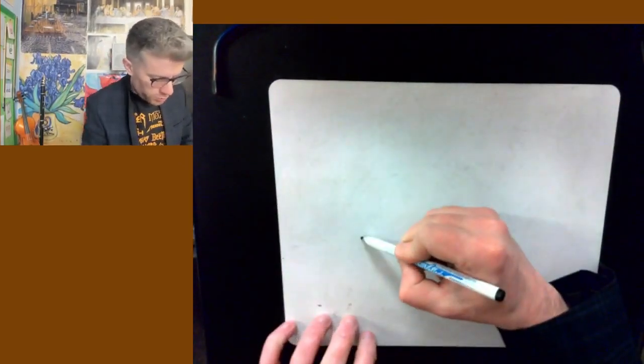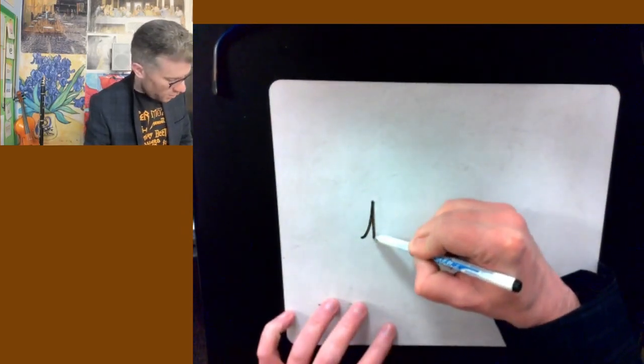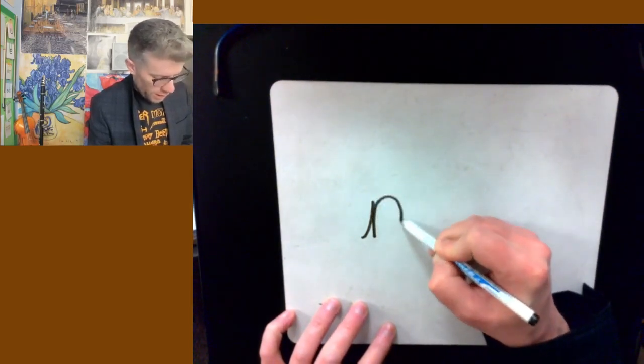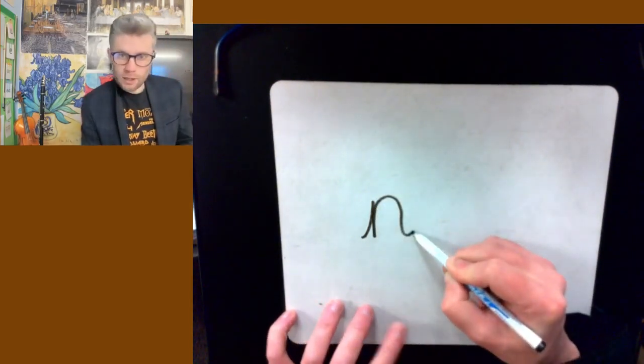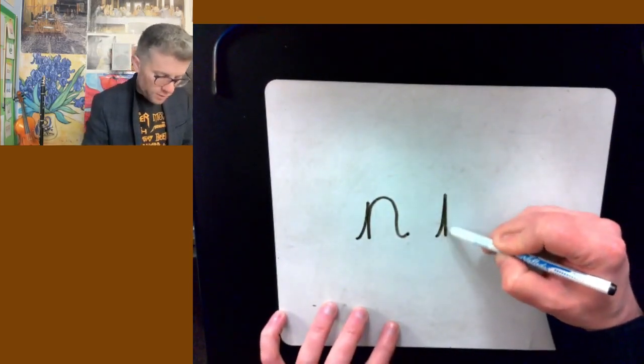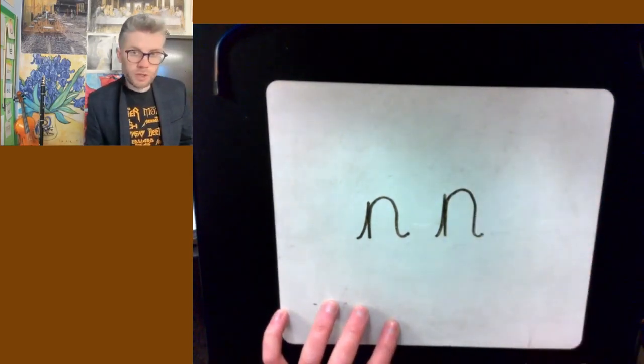So start at the bottom, swoop up halfway, back down, and then over and end and get ready for the next letter. Start at the bottom, swoop up halfway, back down, over, and get ready for the next letter. This back down and over is really important.